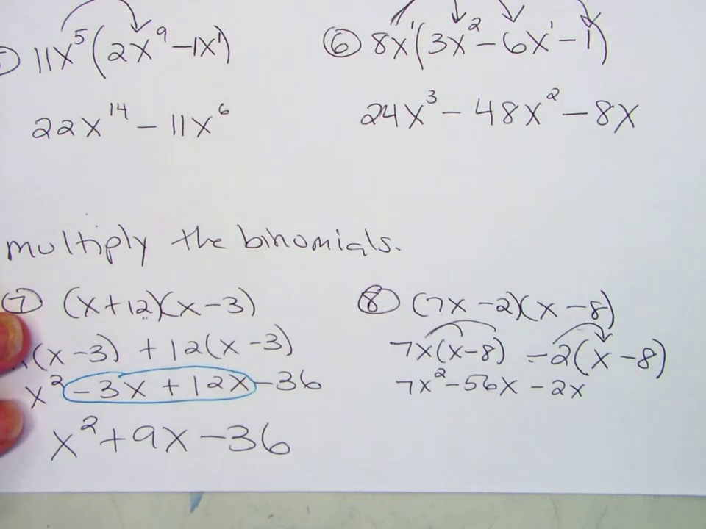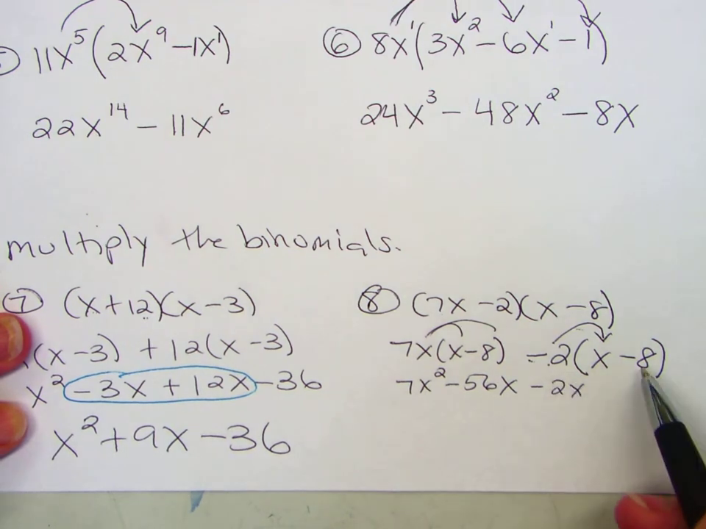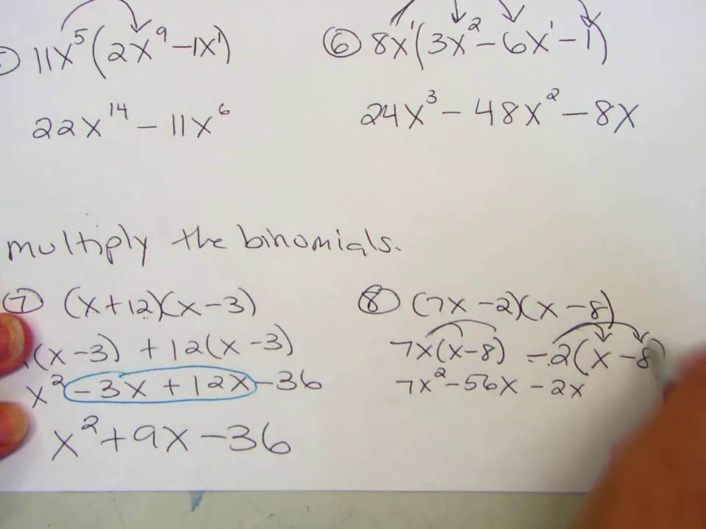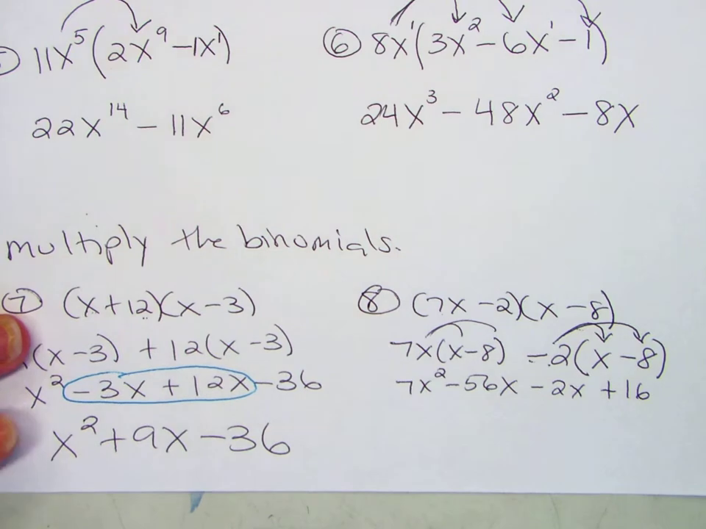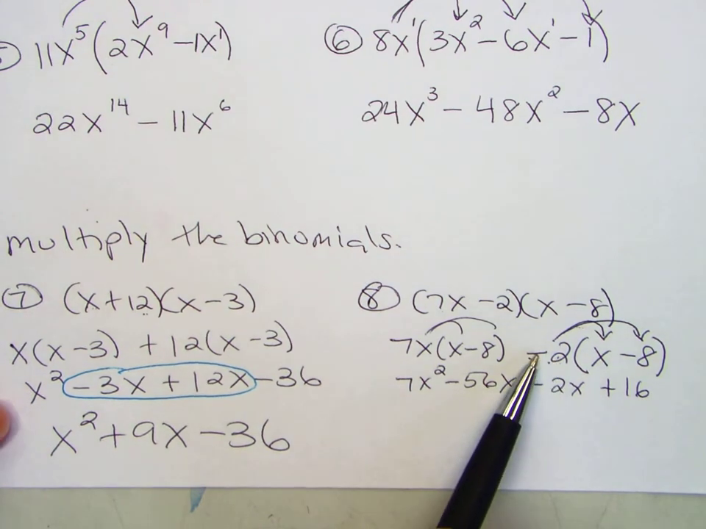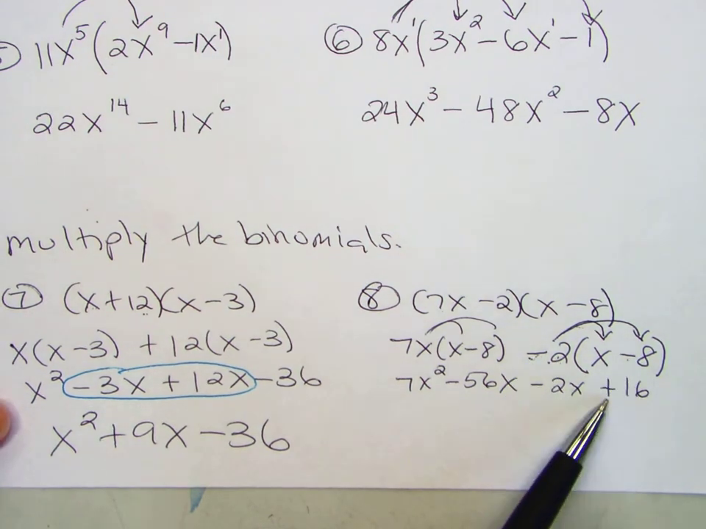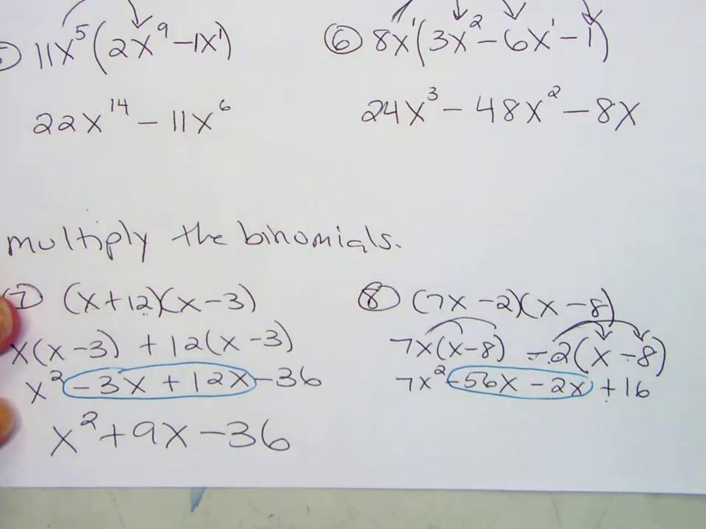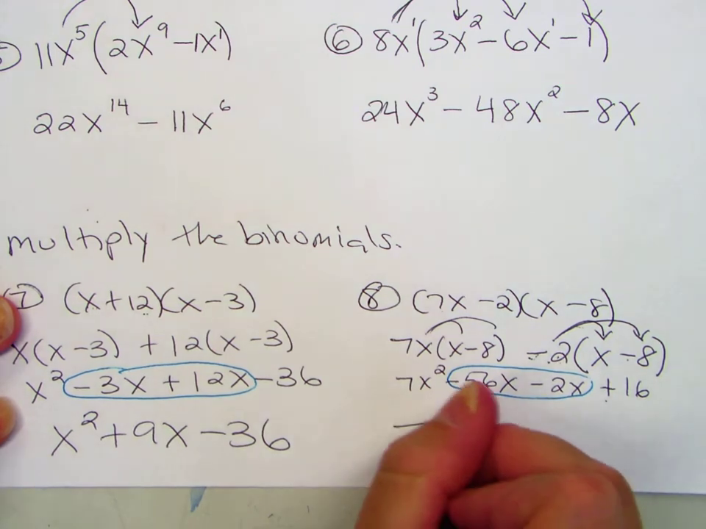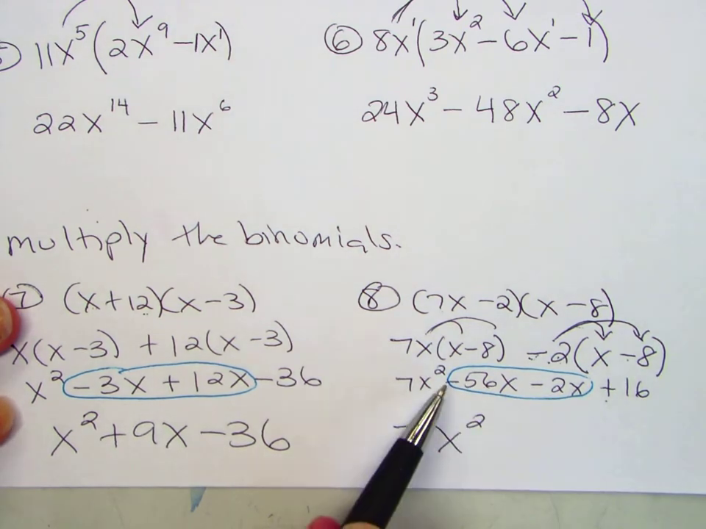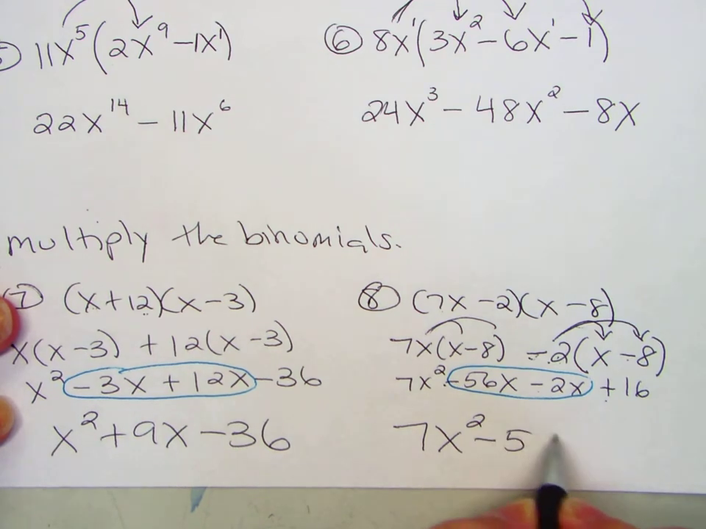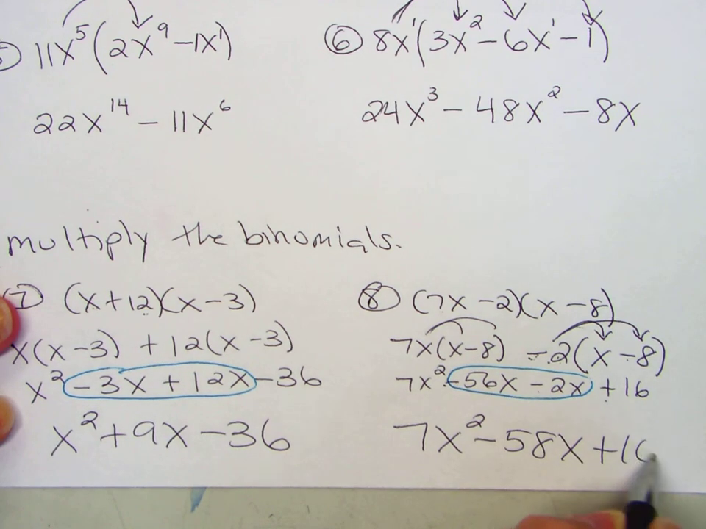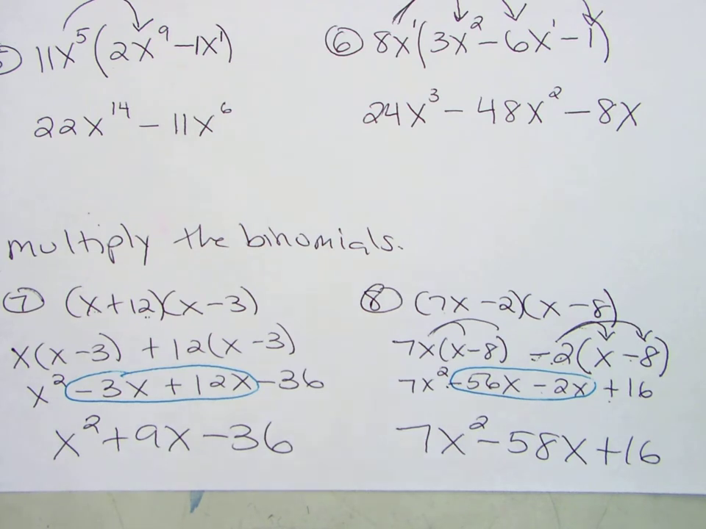Now here's where the mistake tends to come. Negative 2 times negative 8 is positive 16. Think of this 2 as negative 2. A negative times a negative is a positive. And then just like before, we can combine these middle two terms together. So we get 7x squared. When you put negatives together, they stay negative and you add. Negative 58x plus 16. And we're done.